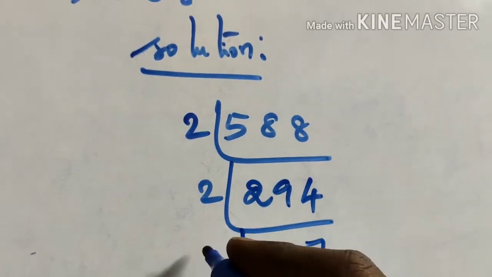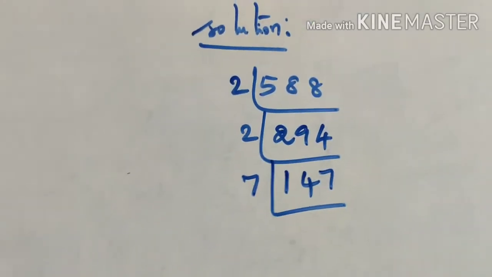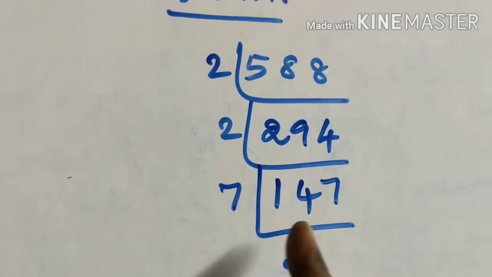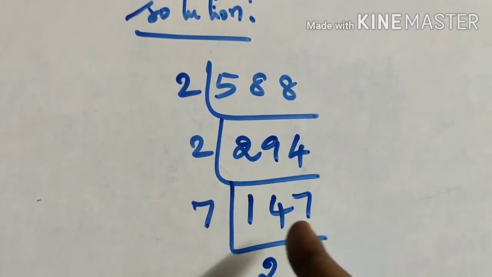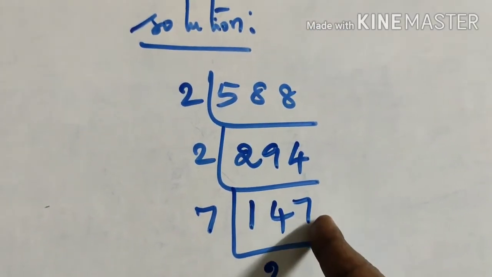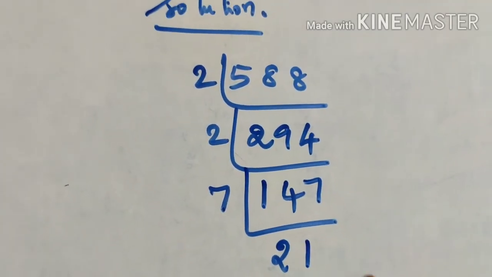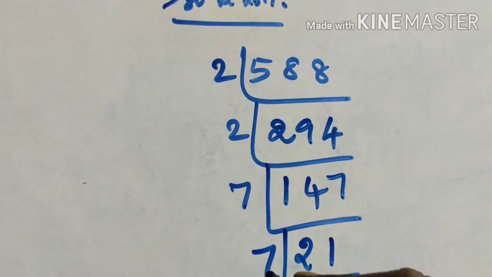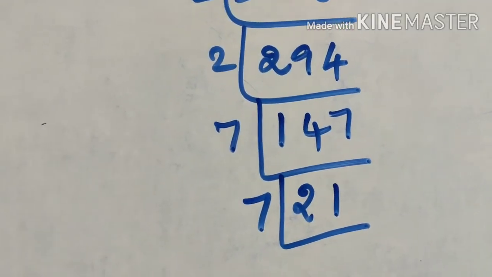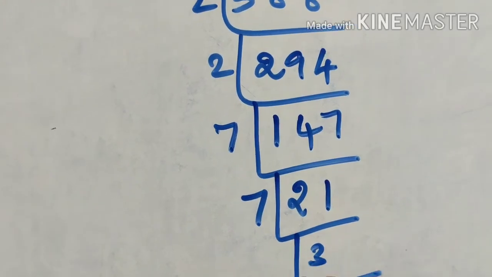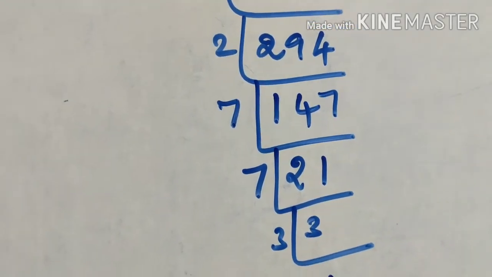147 can be divided by 7. Because see here, in 14, 2 times. 2 sevens are 14. Next number is exactly divisible. Next number is 7. In 7, how many 7s are there? 1, just 21, that's all. So next, again you can divide by 7. 3 times. If you divide by 3, you get 1.